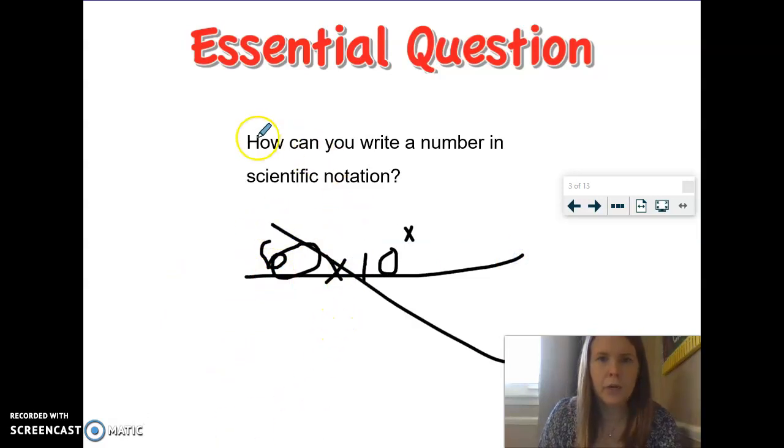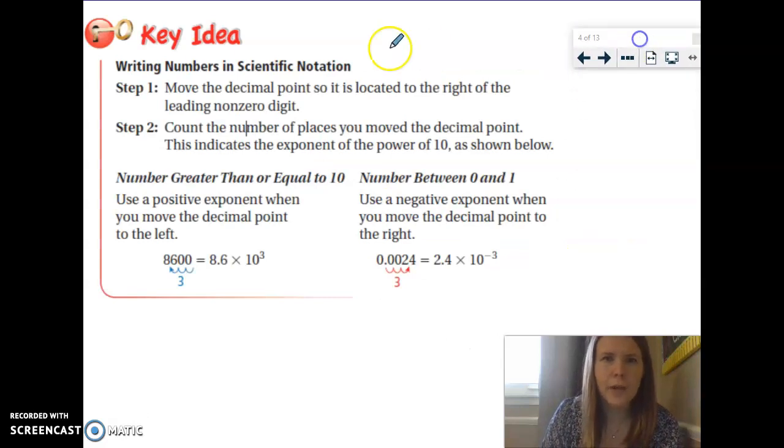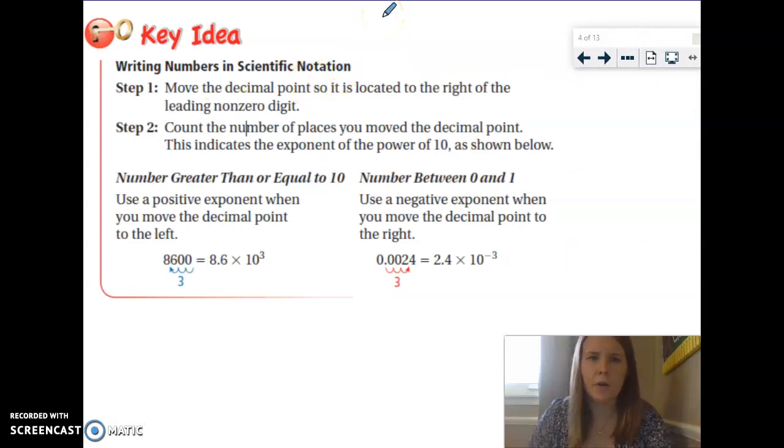Okay, so we're going to take a look at changing numbers from standard form to scientific form. All right, so writing a number in scientific form has two different steps. Your first step is to move the decimal point so that it is located to the right of the leading non-zero digit. That sounds complicated.